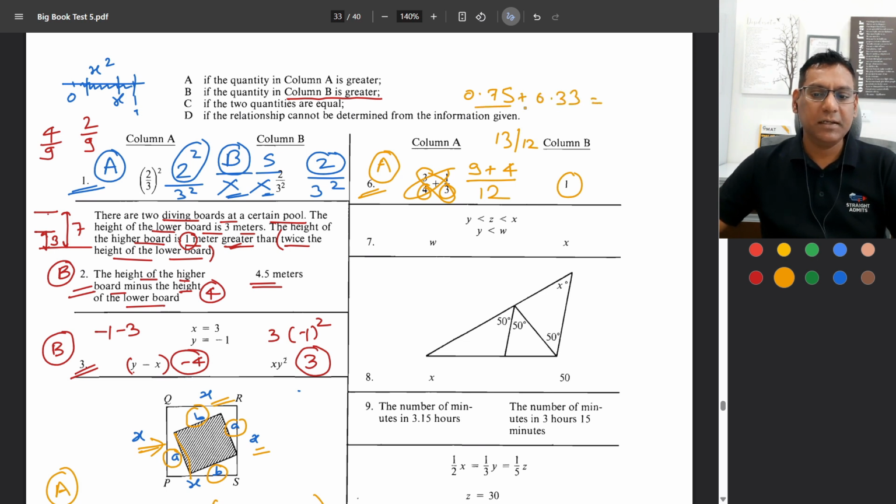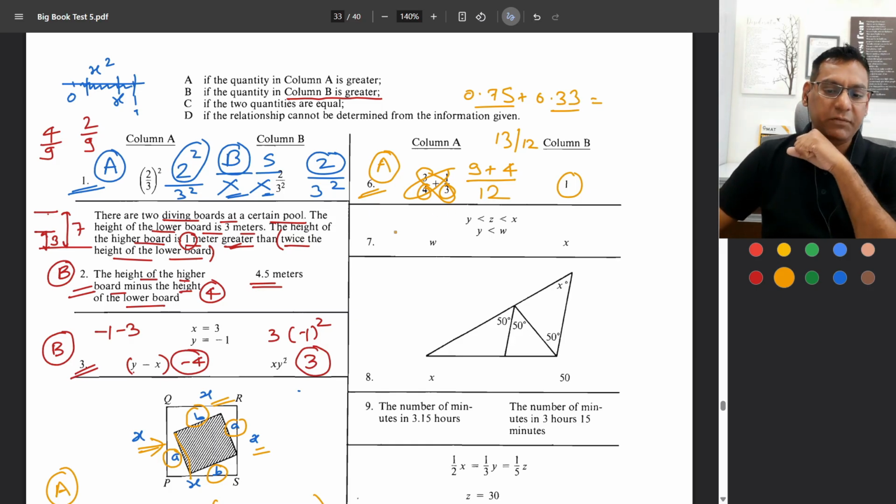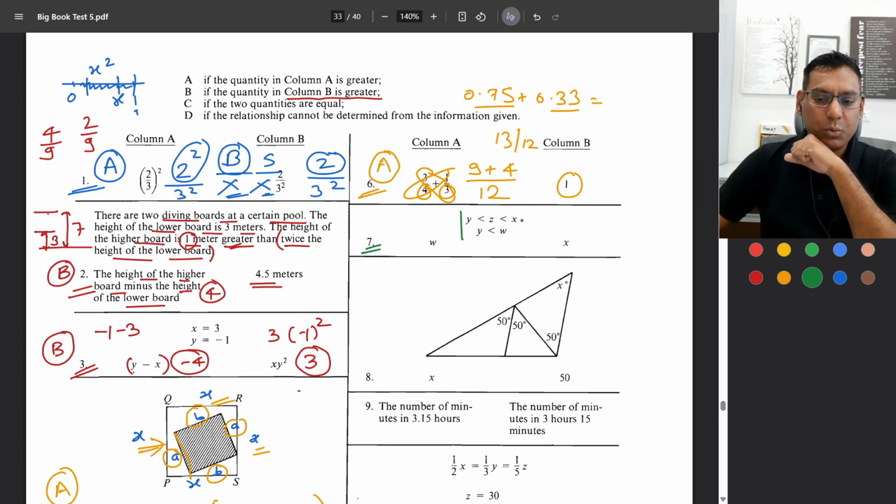So you will see that this is bigger than 1. You could have done it that way also. Question 7, W and X I have to compare. What do I have here? Y less than Z less than X.